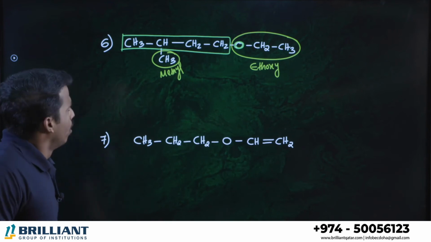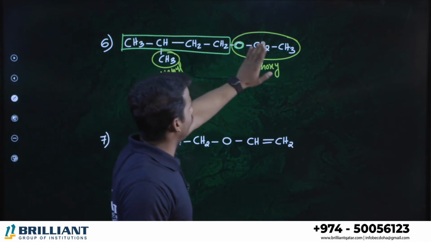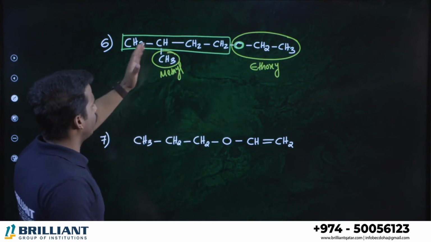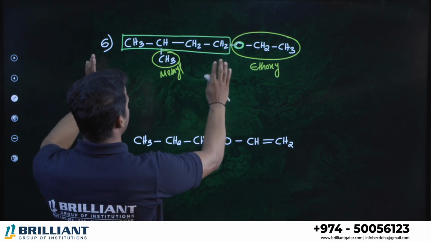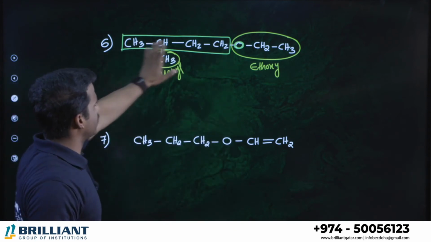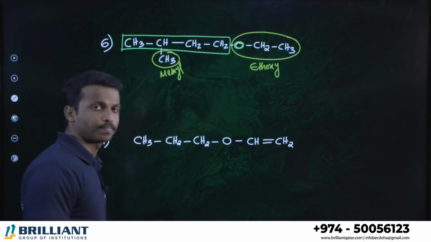Clear all of you? On the left side of the oxygen atom you have 5 carbons. On the right side you have only 2 carbons. So the left side is your parent chain. Looking at the left side, which is a continuous chain here, this one is the maximum carbon chain. So butane is the parent chain. There is a methyl group here, and an ethoxy group here.